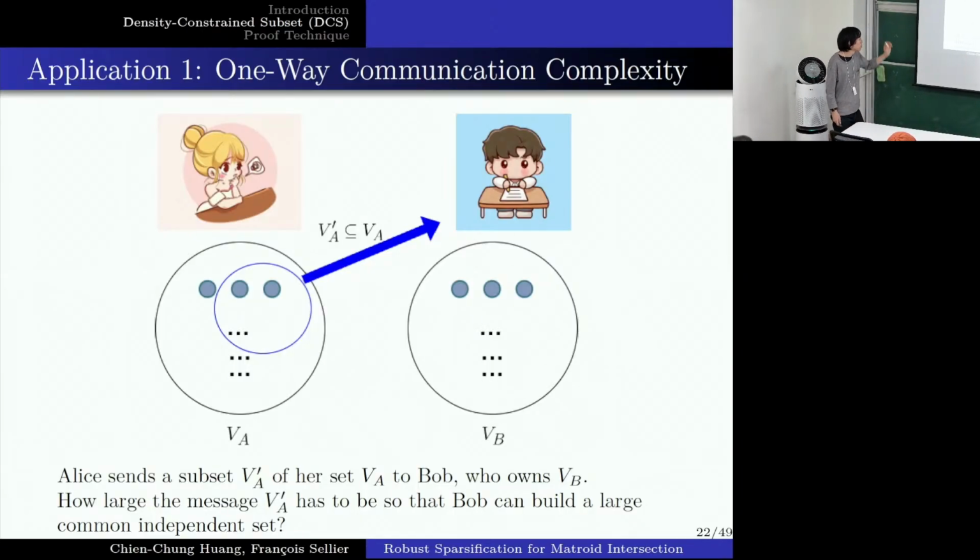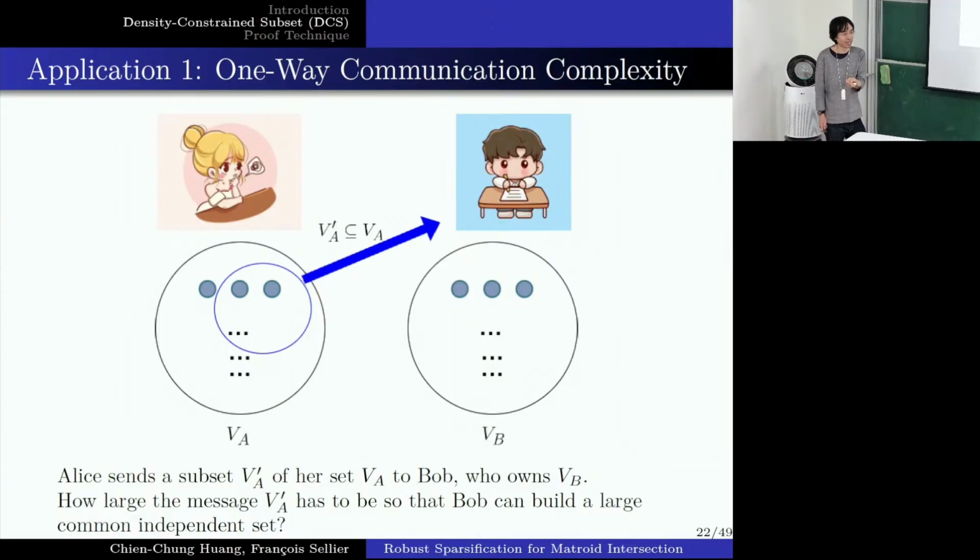Okay, so of course there's a trivial answer. Alice just sends everything to Bob. Then, of course, Bob can recover the original optimal solution. But that's pointless. The entire point is that I want this V prime A to be as small as possible, while guaranteeing that Bob still gets a large matching or large matroid intersection.